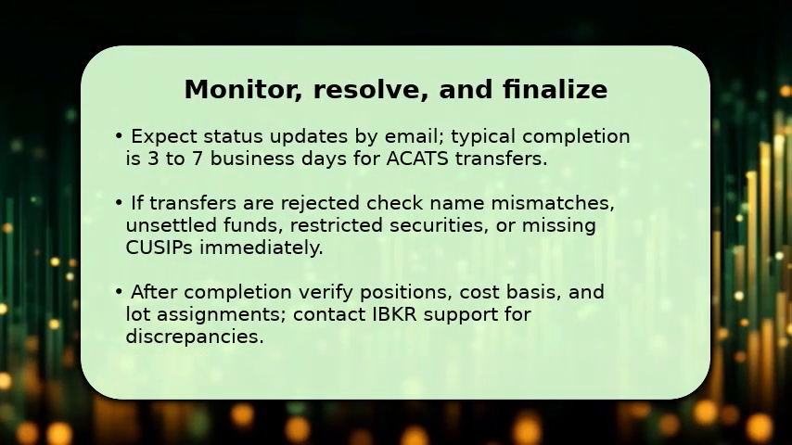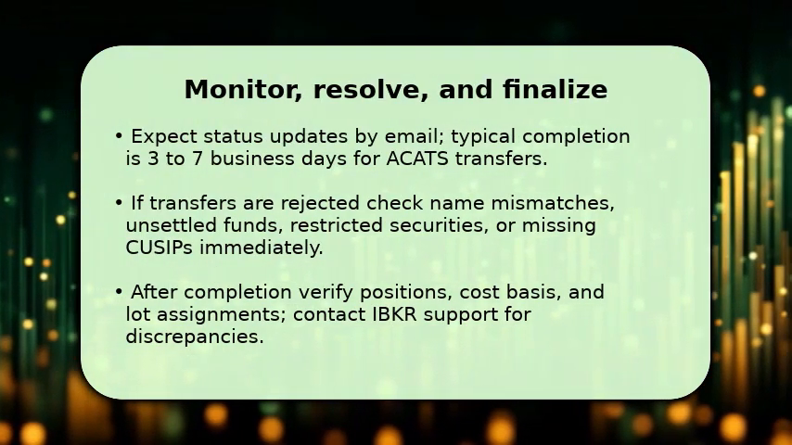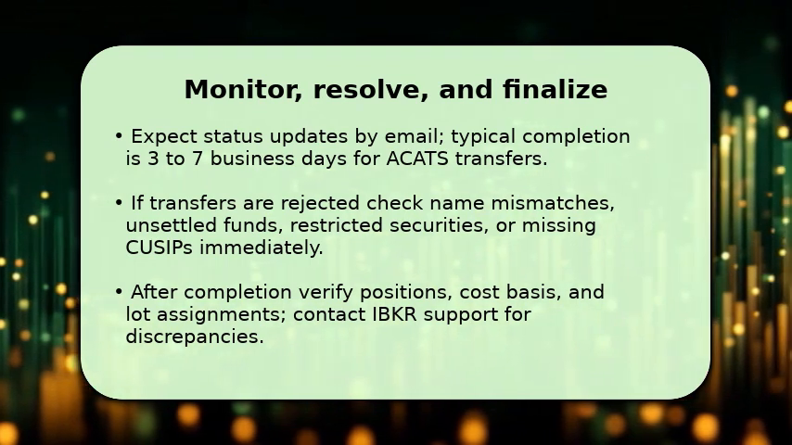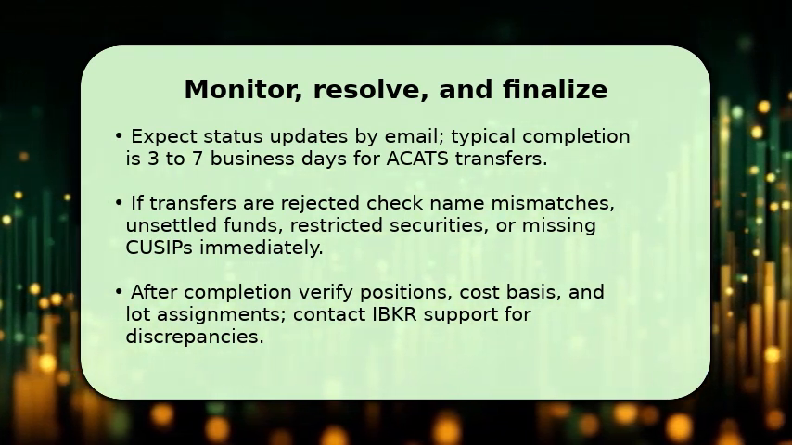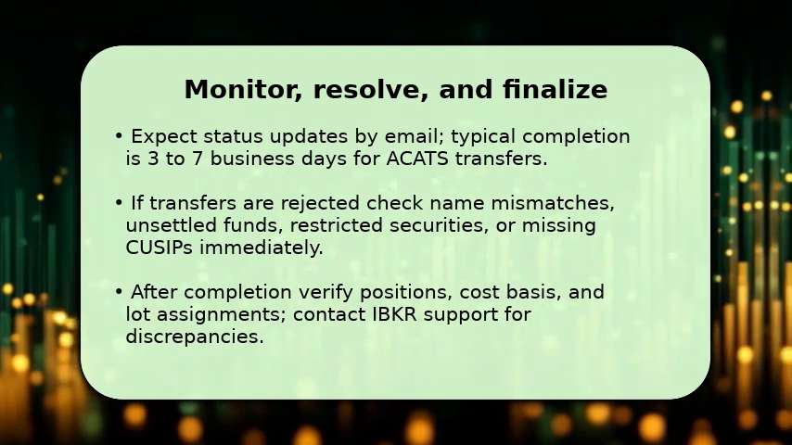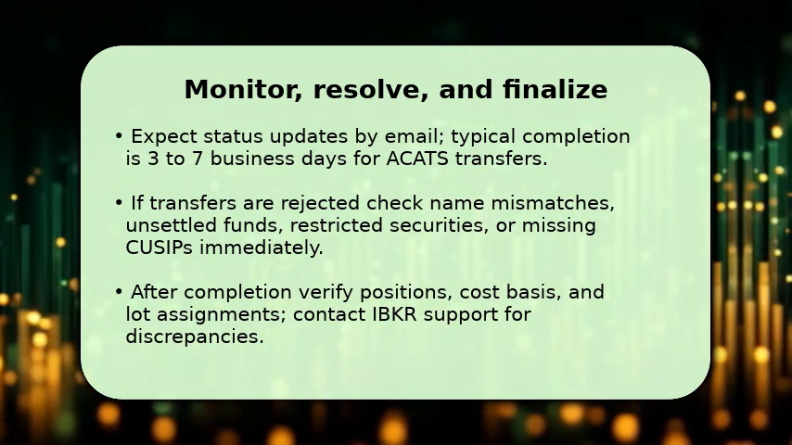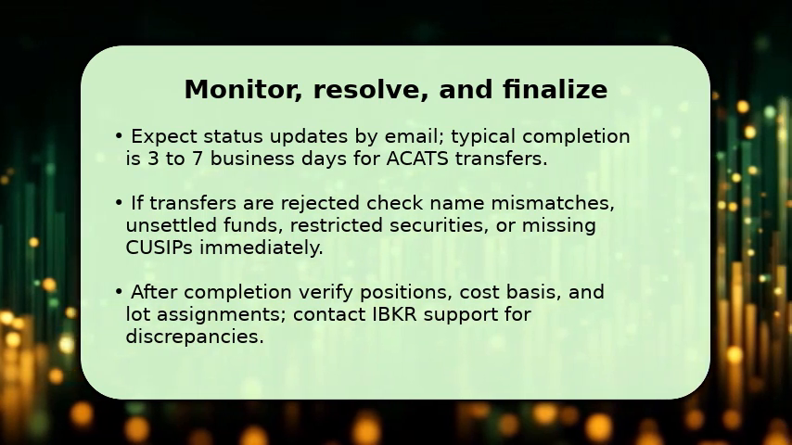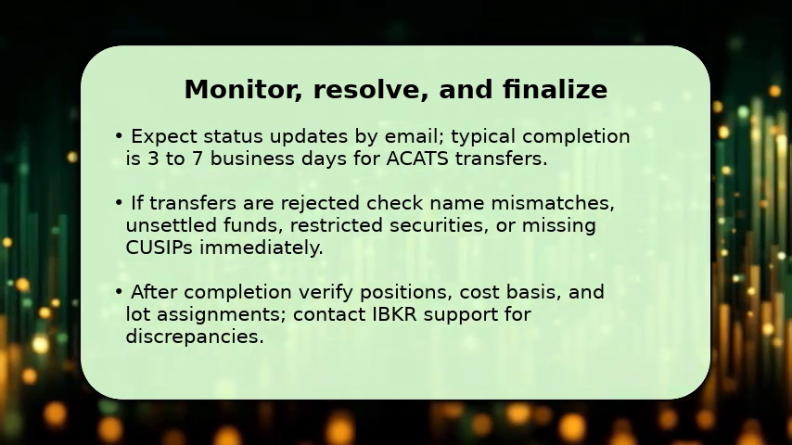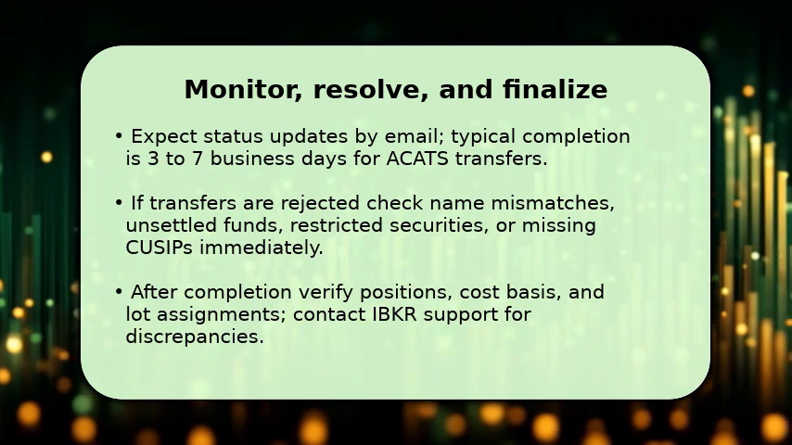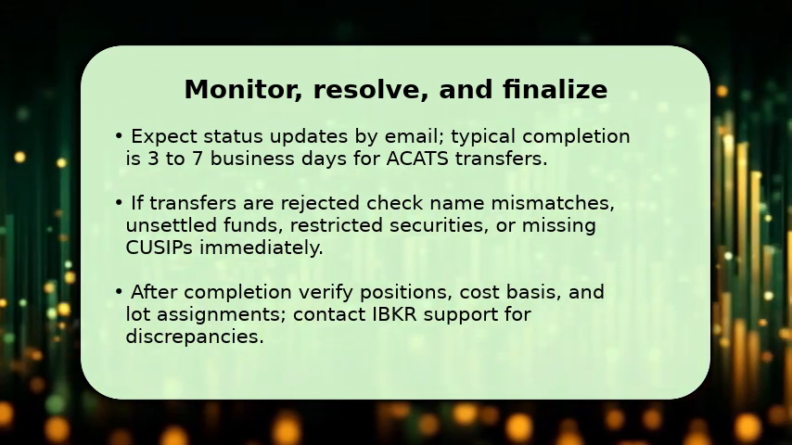After submission, expect status updates by email and in the client portal. ACATS transfers commonly finish in 3 to 7 business days. If your transfer is rejected, immediately check for name mismatches, unsettled or pledged funds, restricted or non-transferable securities, or missing CUSIP and contact the sending broker to correct items.